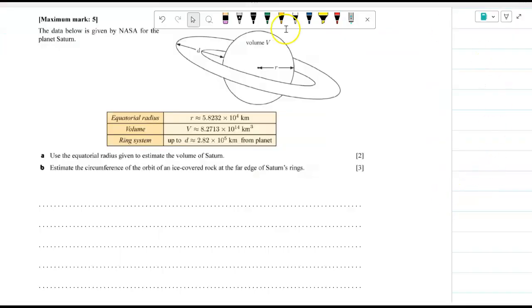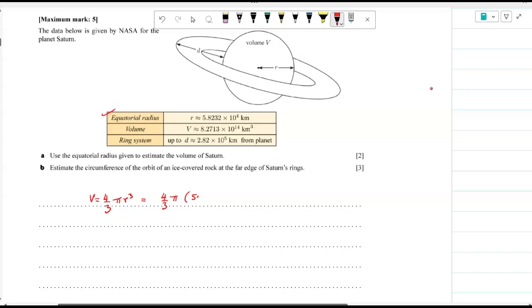The data below is given by NASA for planet Saturn. Use the equatorial radius given to estimate the volume of this. Volume of a sphere. What is the formula of volume? V equals 4/3 pi r cubed. Do it on your calculator quickly. What is r? Equatorial radius is given on top.